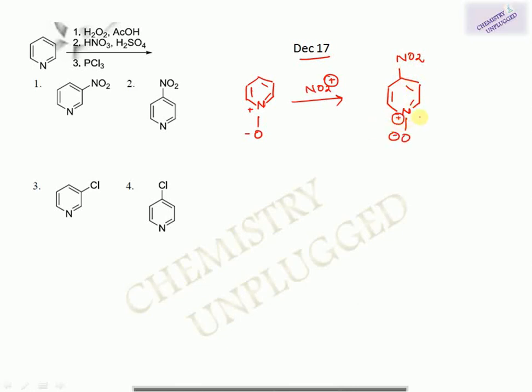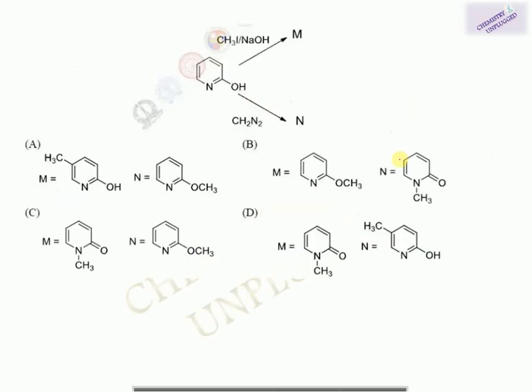Then we are using PCl3, and we know that PCl3 can remove this N oxide and convert it back into pyridine. We have also discussed this in a previous video. So this will be your final product, and the second option will be the correct option. Next we will move to the question from GATE 17. In this question, first we are using methyl iodide and NaOH, and then we are using CH2N2. We have to find M and N.